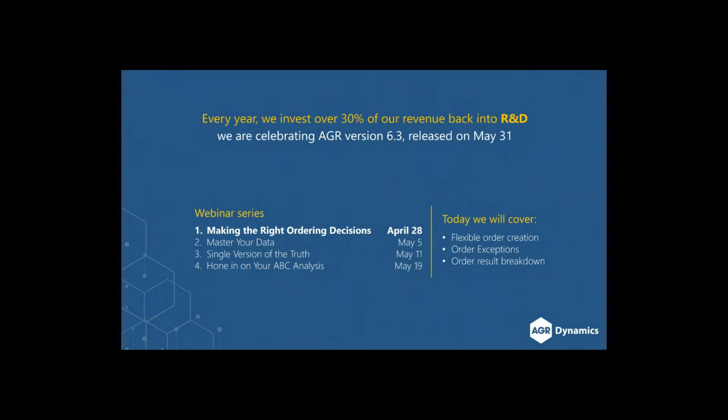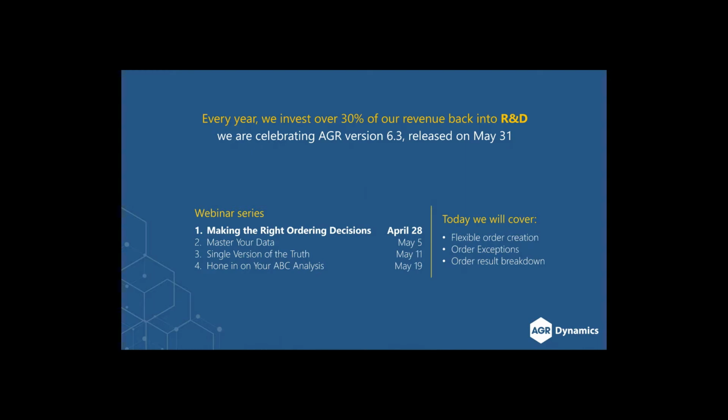But before we start, I really want you to know how committed we are to continuously develop and bring you new features. Every year we invest over a third of our revenue right back into R&D. These investments are focused on three main areas: visualization, automation, and machine learning. And now we're reaping the fruits of our labor and celebrating the upcoming release of our newest version, ATR 6.3. It's launching on May 31st.